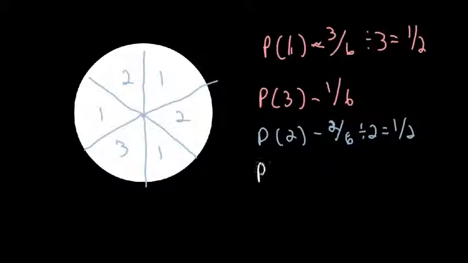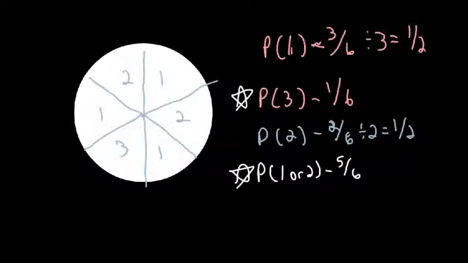So let's do one more. Probability of a 1 or 2. So there's 3 ones plus 2 twos, that'd be 5 out of 6. Can't be reduced. So it's just 5/6. What I want you to notice is if I was to combine this one here and this one here, 5/6 plus 1/6 would equal 6/6, which would be our whole spinner. And the only numbers we have on there are 1, 2, and 3. So your probabilities for the whole need to add up to 1. That's just kind of a way you can check yourself.